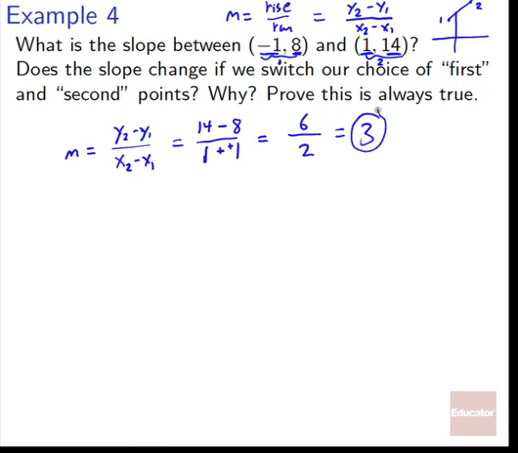What is the slope going to be if we switch our first and second points, right? So instead, we make this guy 1 and we make this guy 2. Well, we do the same thing.